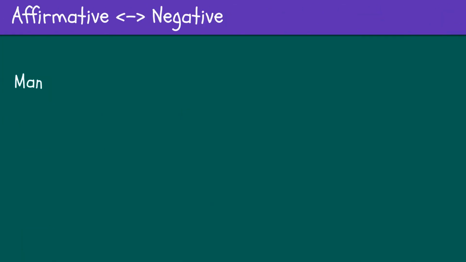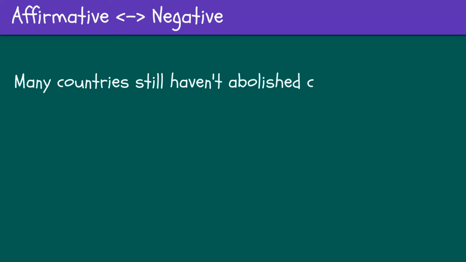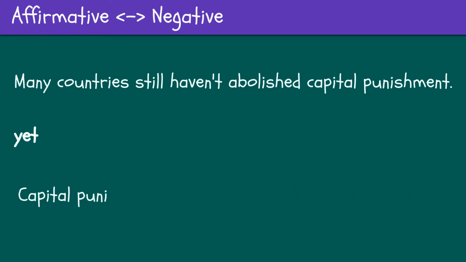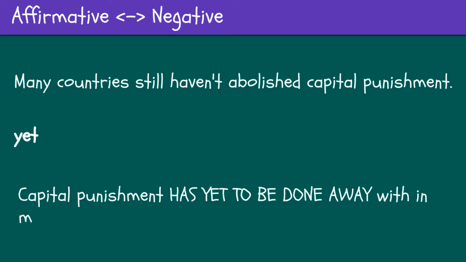Let's take a look at an example. Many countries still haven't abolished capital punishment. Here we have to replace still not with is or has yet plus an infinitive. At the same time as we change from affirmative to negative, we're also changing from active to passive. And then we also need to replace the verb with an equivalent phrasal verb. Capital punishment has yet to be done away with in many countries.